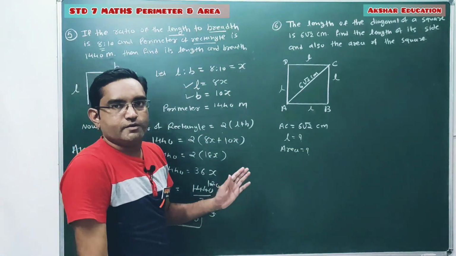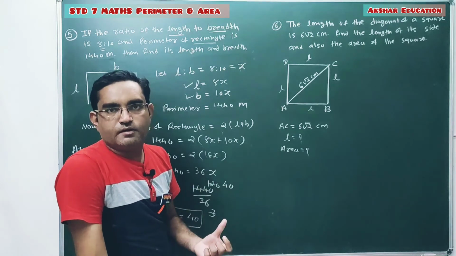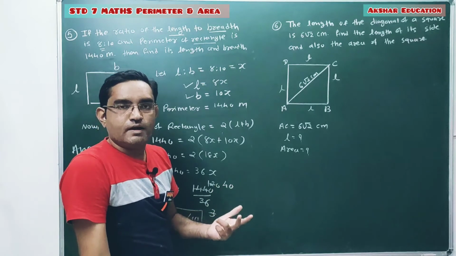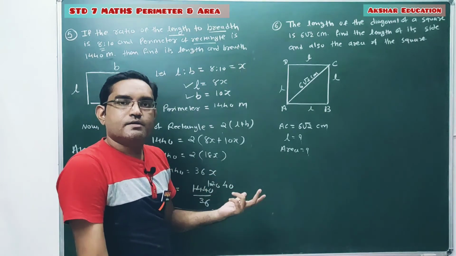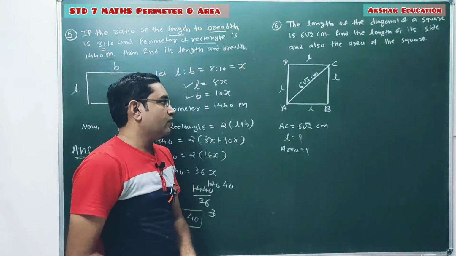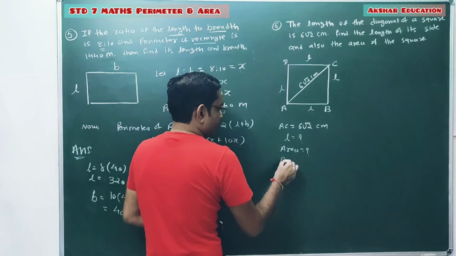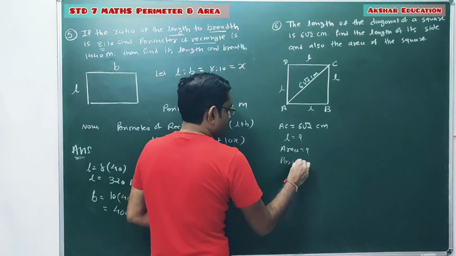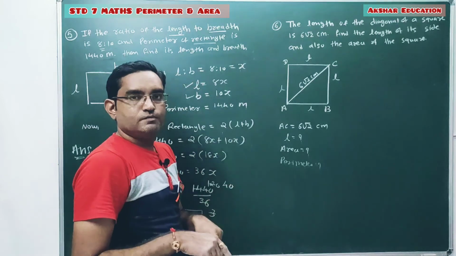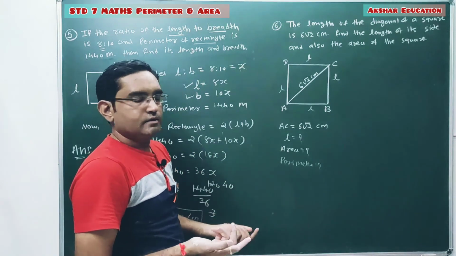Look how good this question is. Only one parameter, the length of the diagonal, is given and you have to find two parameters of this square: the length as well as the area. You can also find the third parameter of this square, that means you can also find the perimeter. It is not given in the question, but suppose it is: find the length of each side of the square, find its perimeter and find its area.